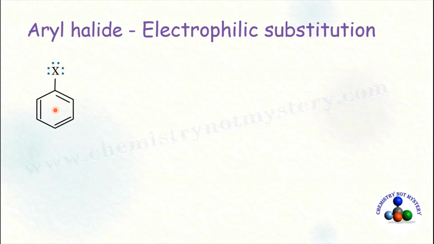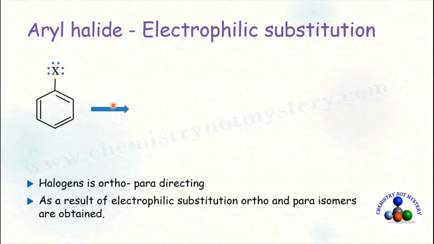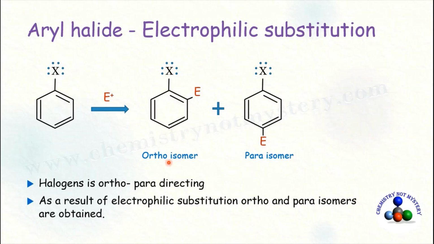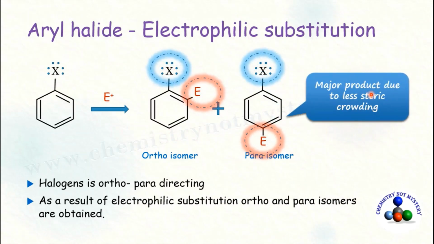So when aryl halide undergo electrophilic substitution, electrophile get attached to either ortho or para position. When electrophile get attached to ortho position with respect to halogen, you will get ortho isomer. And when it will get attached to para position with respect to halogen, you will get para isomer. Out of these two isomers, para isomer is the major product because there is less steric crowding, while there is more steric crowding in ortho isomer.